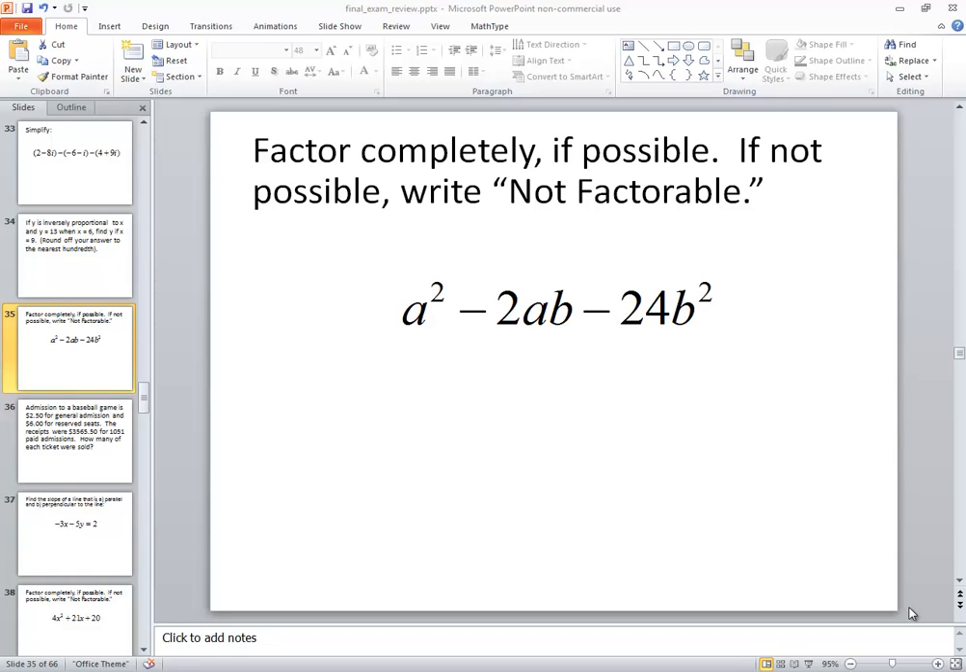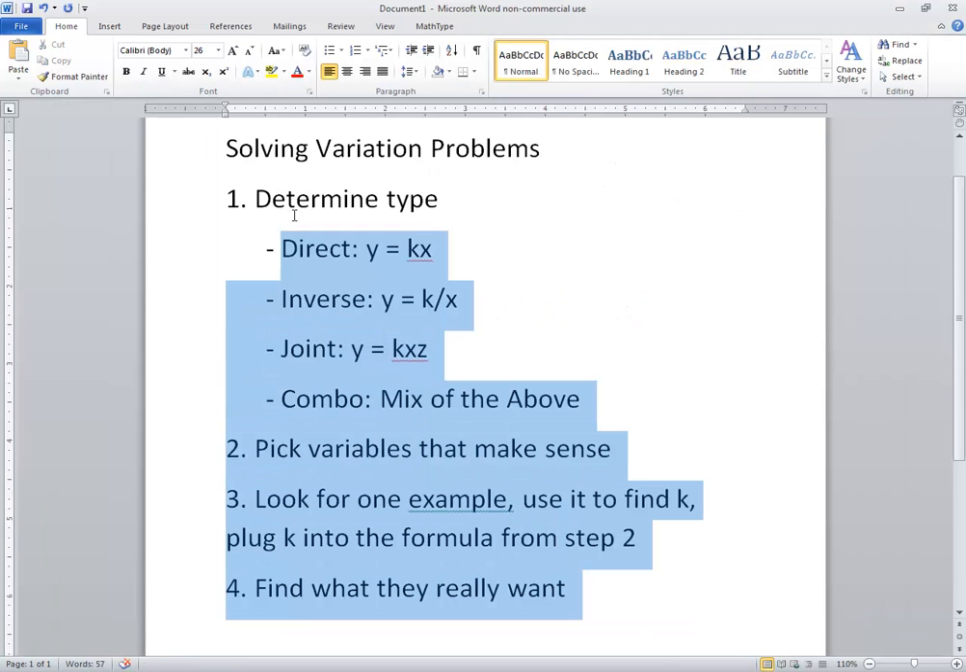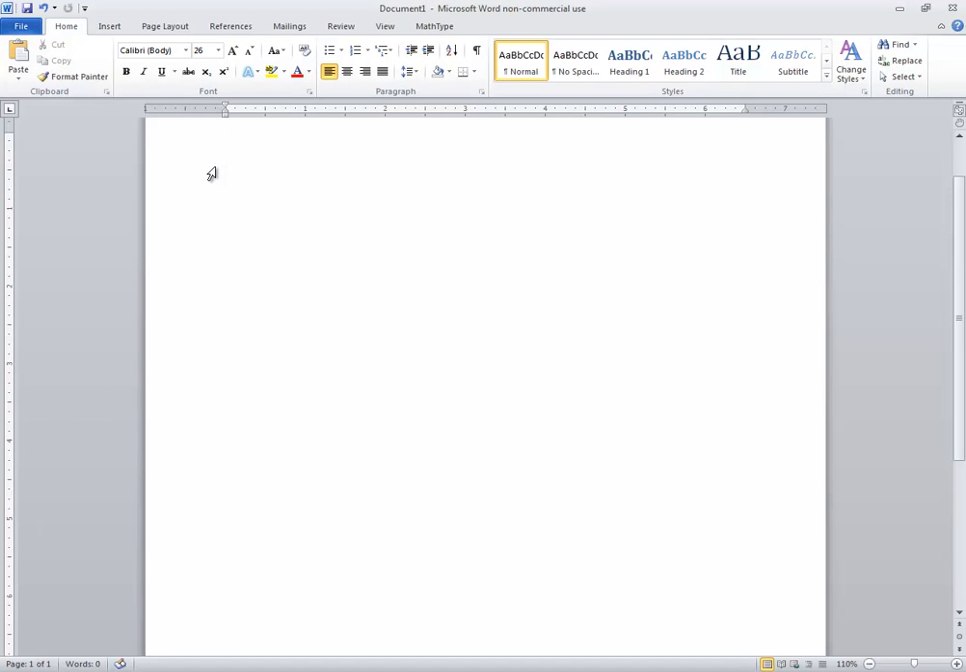In this problem, we want to factor it completely, if possible. If not possible, write not factorable. So let's first refresh our memory on our factoring techniques.